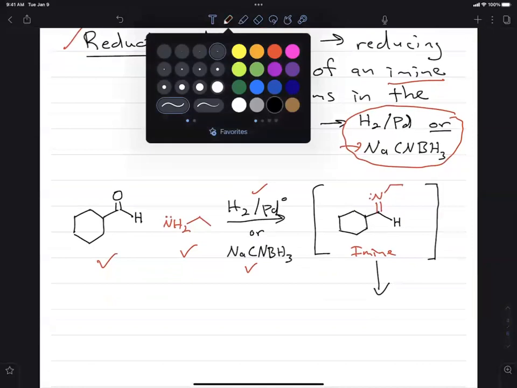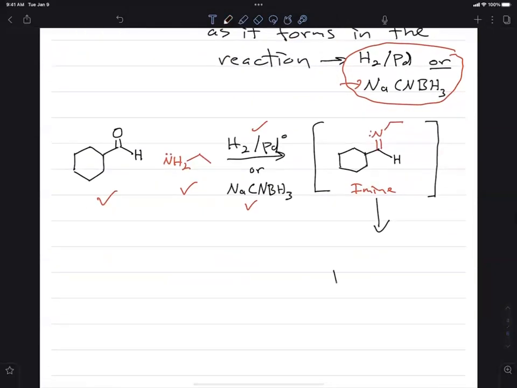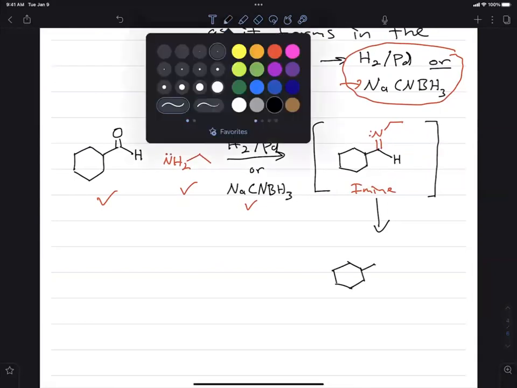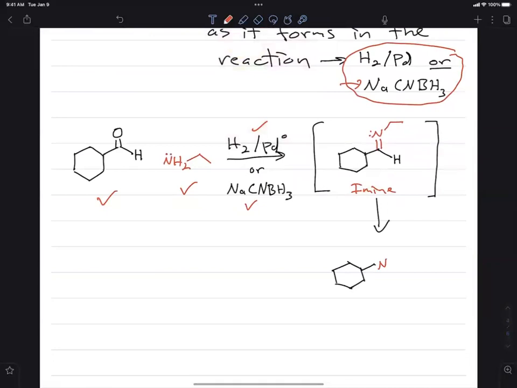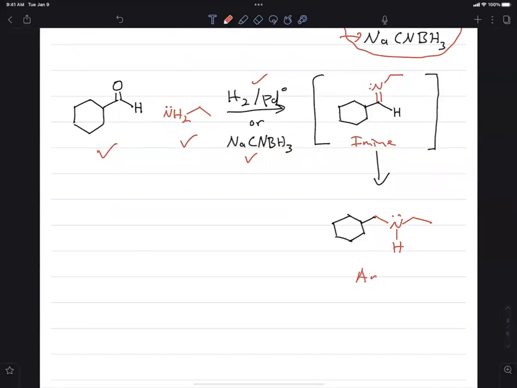And what we're going to generate as our final product is not the imine, but rather the amine as a product. So it's a really cool process because we can start with an aldehyde and amine, and we can end up with a more complicated amine. And there's a whole chapter that we're going to talk about later in the semester. You'll see how useful these amines really can be.